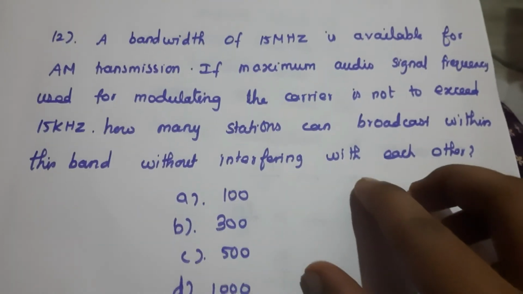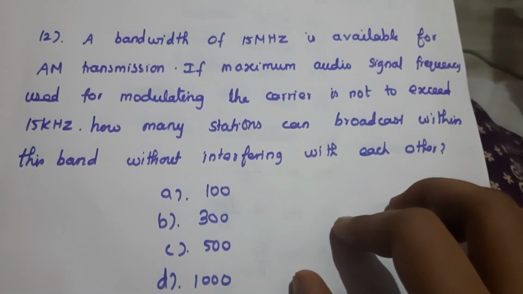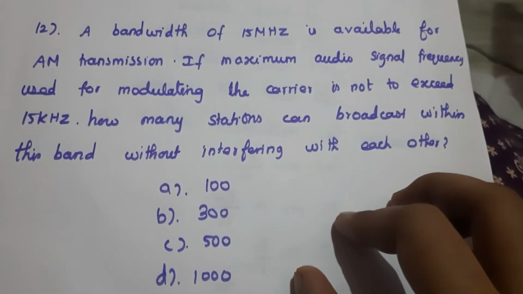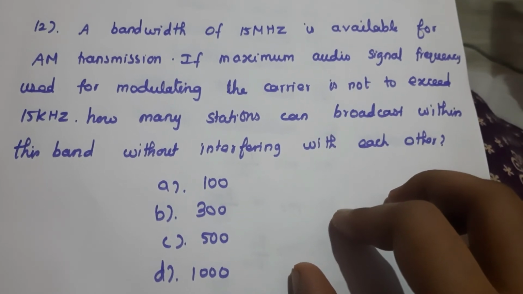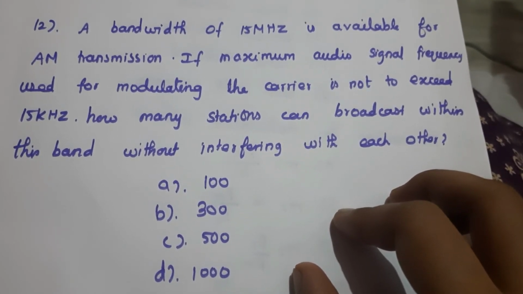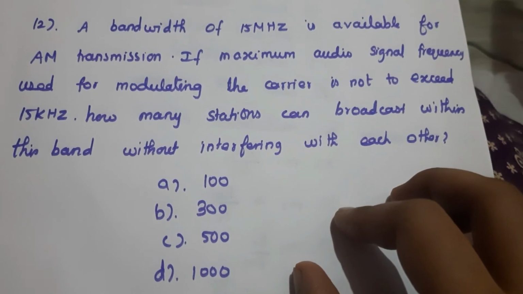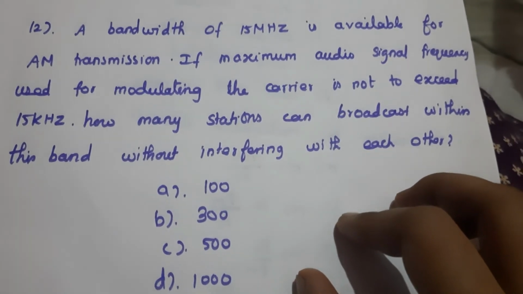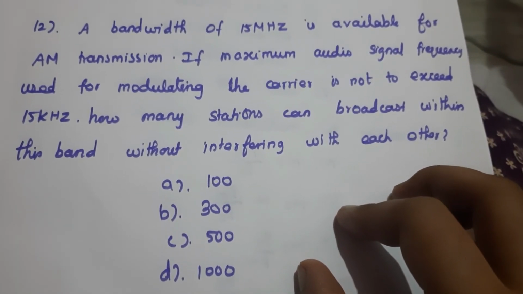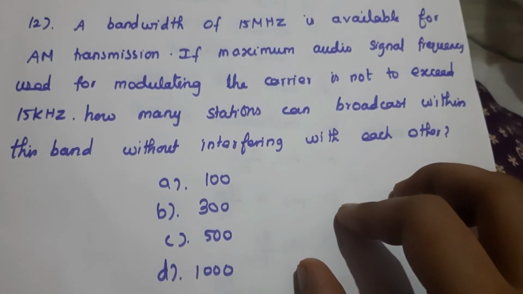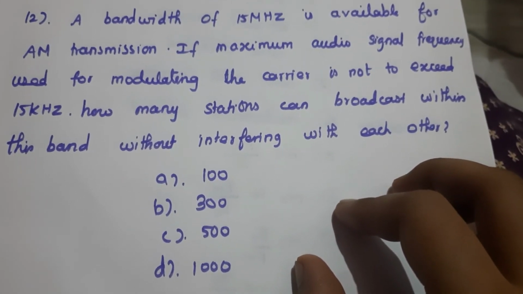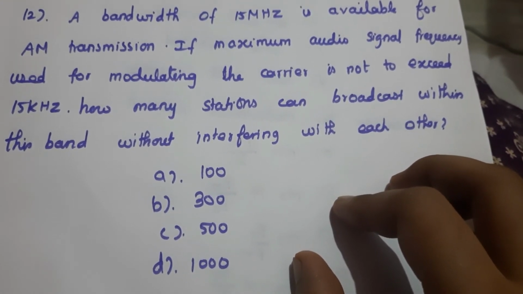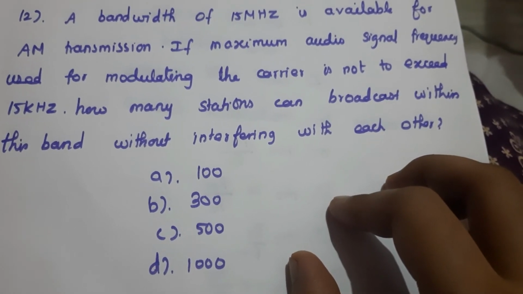And twelfth question, a bandwidth of 15 MHz is available for AM transmission. If the maximum audio signal frequency used for modulating the carrier is not to exceed 15 kHz, how many stations can broadcast within this band without interfering with each other?